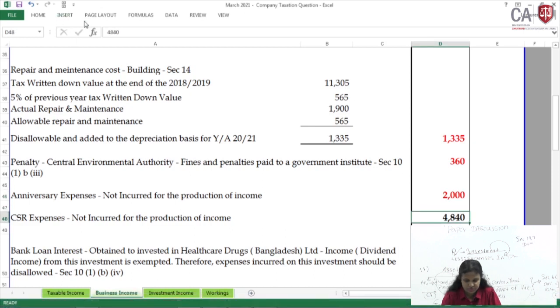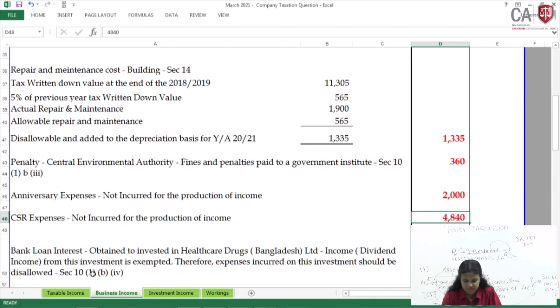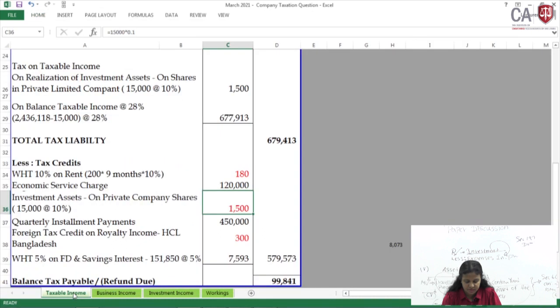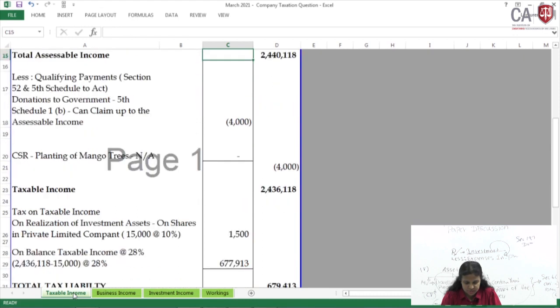4,840,000 should be disallowed when arriving at the business income. Why? It is not incurred for the production of income. Now, meanwhile, I am coming to the taxable income. Before I miss my qualifying payment, I am coming here: less qualifying payments, section 52 and 5th schedule to the Act. The donation to government under the 5th schedule can be up to the assessable income.